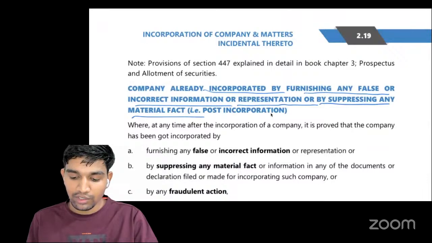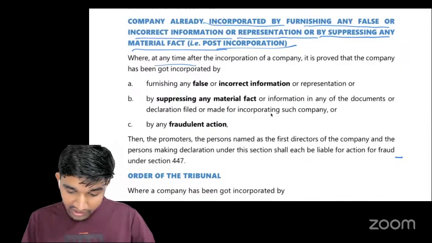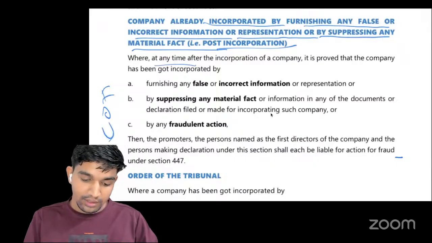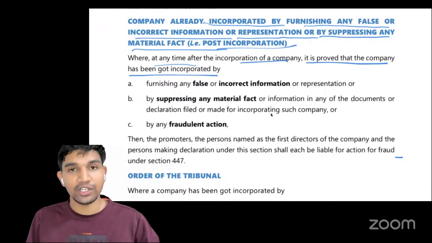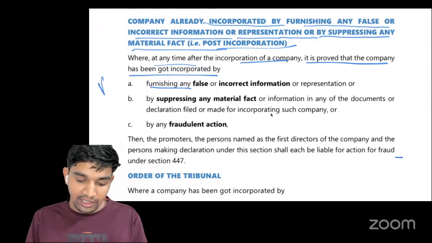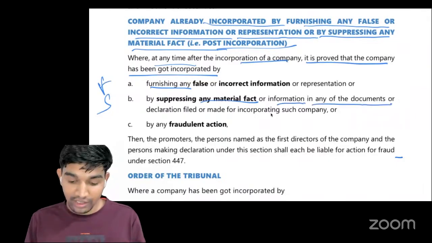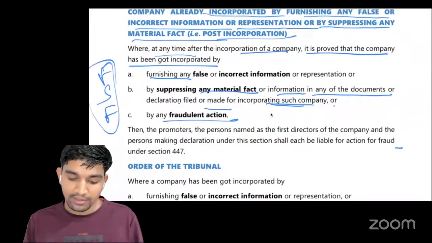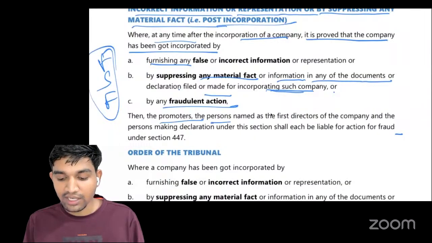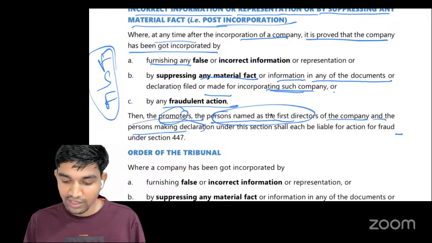Now, if a company is already incorporated by furnishing any false or incorrect information or representation or by suppression of any material fact, then post incorporation, where at any time after the incorporation of a company it is true that the company has been incorporated by furnishing false or incorrect information, or suppressing any material fact or information in any of the documents or declarations filed or made for incorporating such company, or by a fraudulent action, the promoters, the persons named as the first directors of the company, and the persons making a declaration under this section shall be liable for action for fraud under section 447.